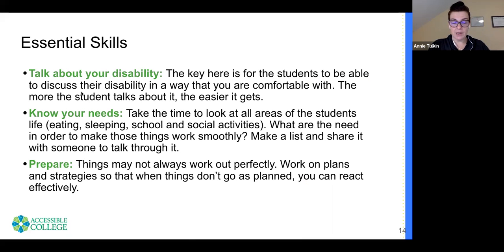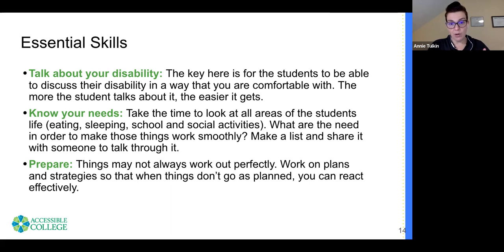I've put some essential skills here too. These are really, really critical. So students need to be able to talk about their disability in a way that they're comfortable with. And we know that the more that students practice this and talk about it, the easier it gets for them. So it's really important to engage your students in conversations with their healthcare providers, in their IEP meetings, in their 504 plan.